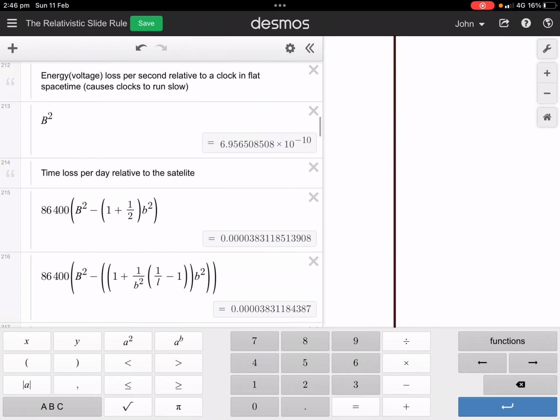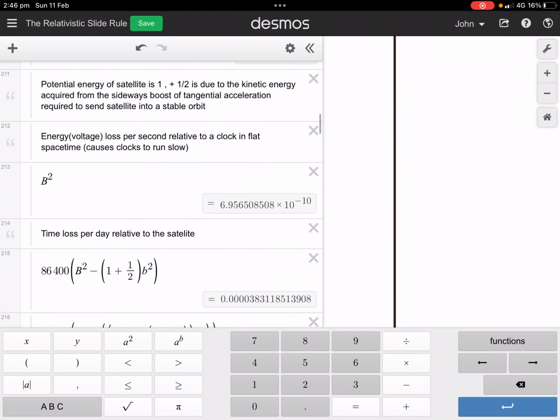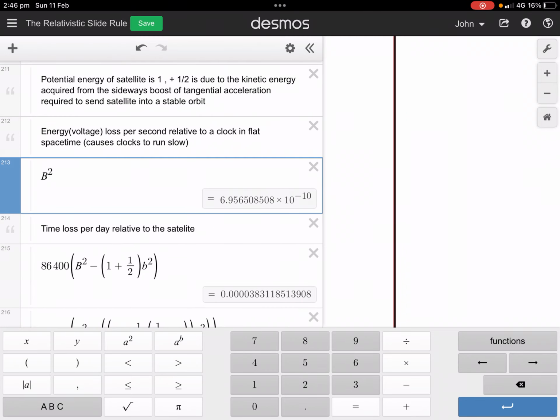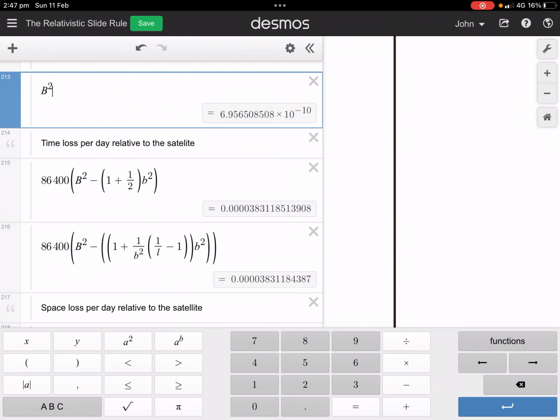And what I wanted to do was just show here, this is actually voltage. So say you've got a clock and it's got a battery in it, and then the battery starts to go flat, then the voltage drops, and the clock starts to tick a bit slow. That's actually what's happening. So that's why clocks run slow, because the voltage is dropping. Potential energy, we call it. Energy is a very confusing concept, by the way.